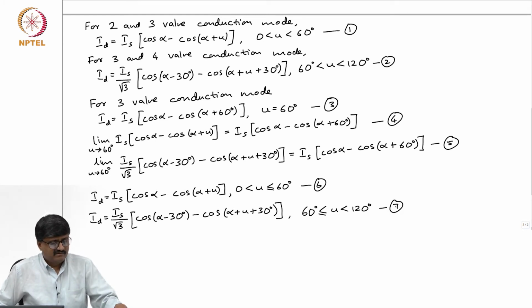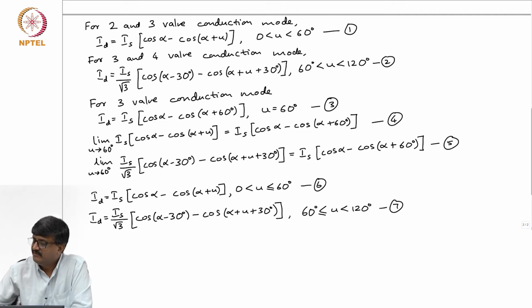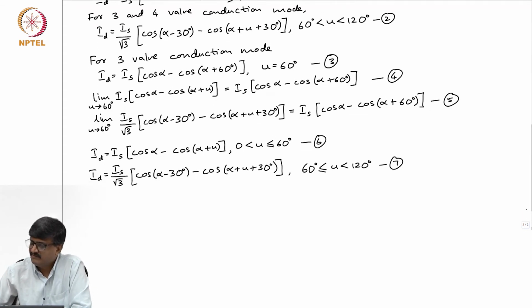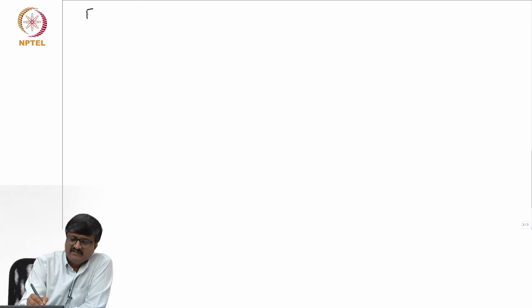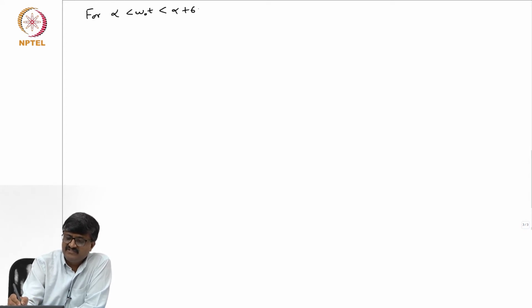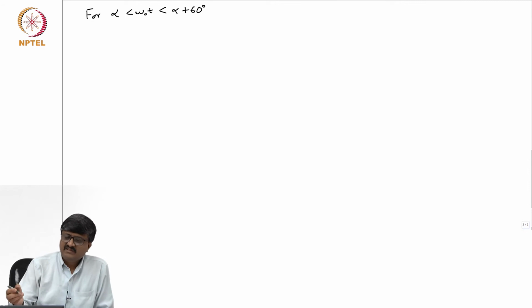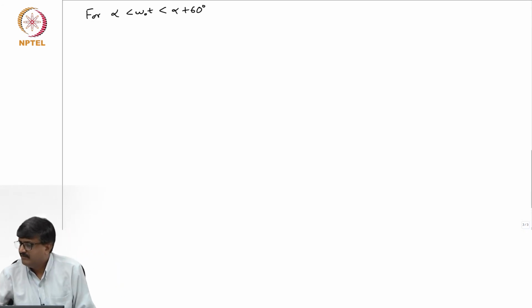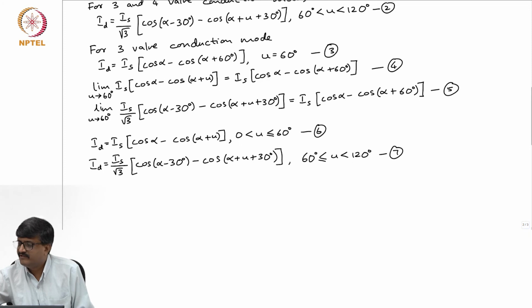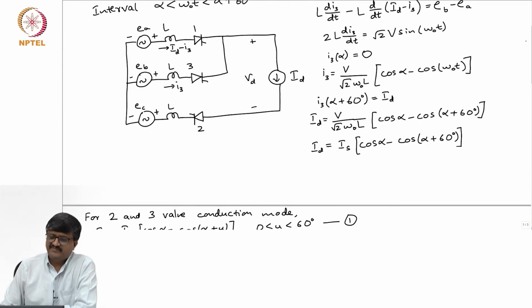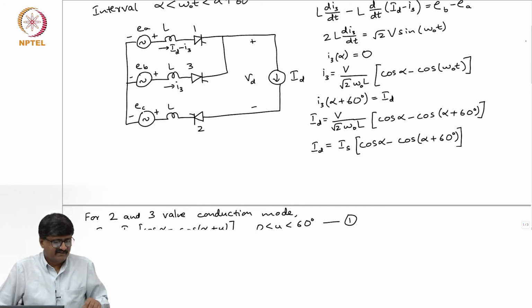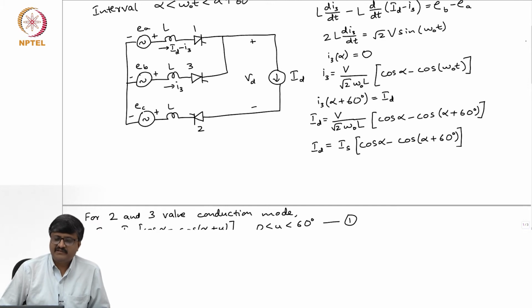Now let us move on to the DC side voltage. If I take the same interval, alpha less than omega t less than alpha plus 60 degrees, we got an equation by applying Kirchhoff's voltage law. From the same circuit diagram, I can get an expression for VD in terms of EB, EC and the drop across the inductance in series with the voltage source EB.